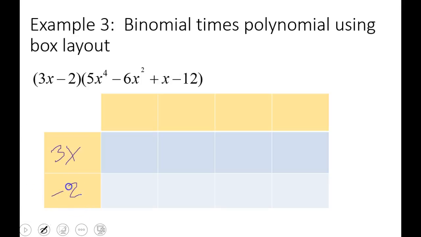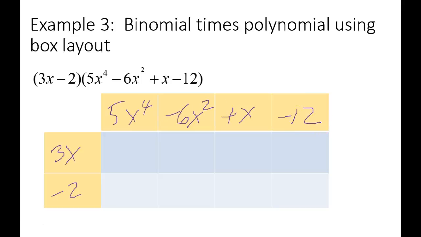Minus 2. And I'm going to do 5x to the 4th minus 6x squared plus x minus 12 on top. So that's my problem. I haven't done anything yet, but rewritten my problem in a different form. In this first row, first column, so that's the columns are above, the rows are beside, I have 3 times 5 is 15, and x times x to the 4th is x to the 5th.